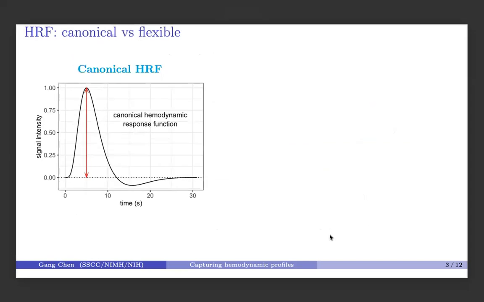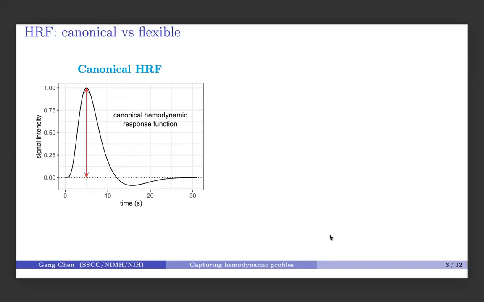So how can we improve detection sensitivity for fMRI data analysis? Everybody is familiar with the canonical HRF, right? The shape is totally fixed, the total duration is fixed, and the peak occurs at 5 seconds. The duration of the overshoot and the duration of the undershoot are fixed. And the depth of the undershoot is also fixed. It's about 9% of the peak height.